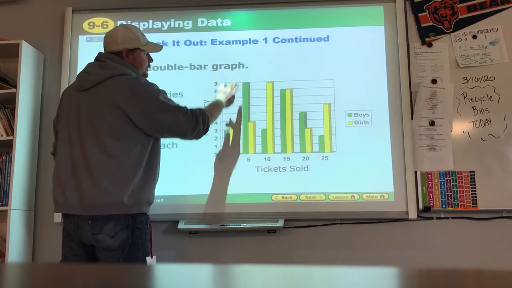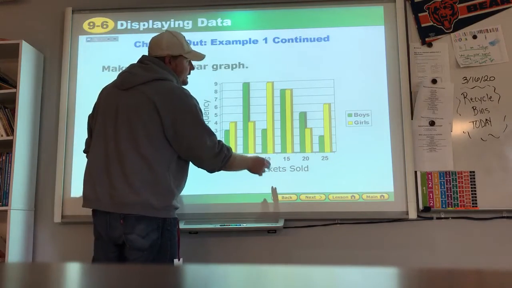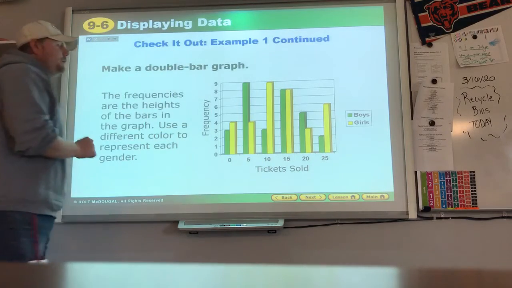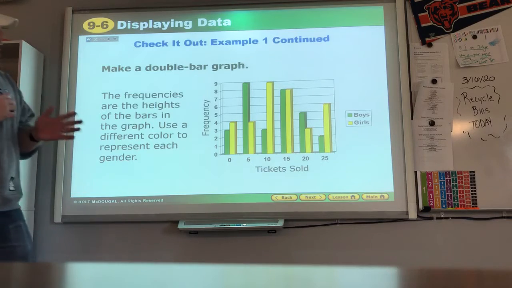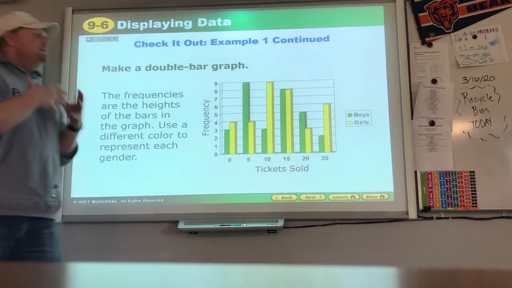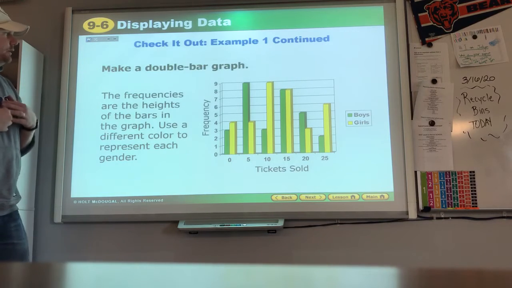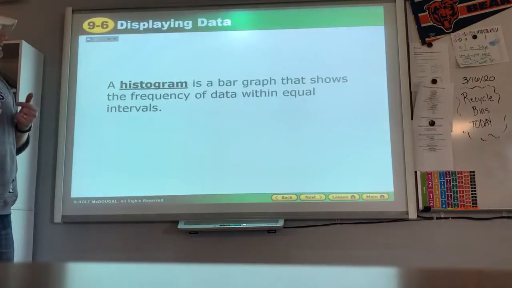5 tickets. There were 9 boys, 4 girls. Number that sold 10. There were 9 girls and 3 boys. And it goes on. You have 2 pieces of information for each number, and it's a comparison of those 2. So you compare how the girls did to the boys in each category, or vice versa. That's the big benefit of a double bar graph.